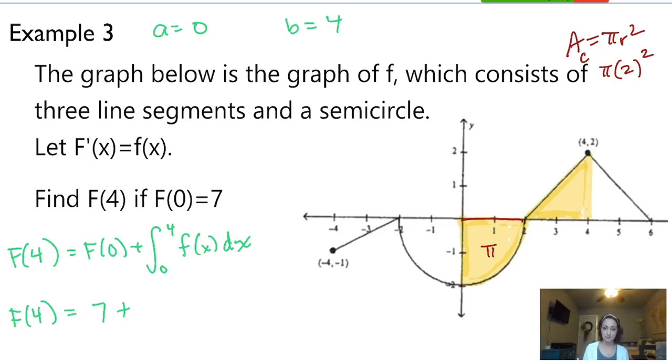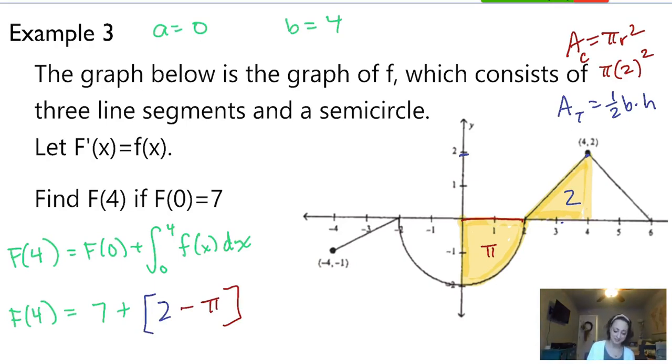Okay, now this second piece, the area of a triangle, I'm going to put T for triangle, 1/2 base times height. The base here is 2, and it looks like the height is also 2. So 1/2 times 2 times 2 should be 2 there, right? So that whole integral is going to be, let's do this, 2, and then I need to minus the pi, right? So final answer, 7 plus 2 minus pi is going to be 9 minus pi.